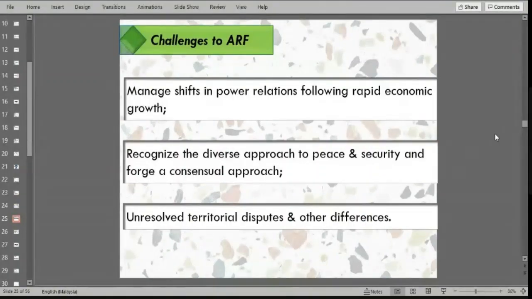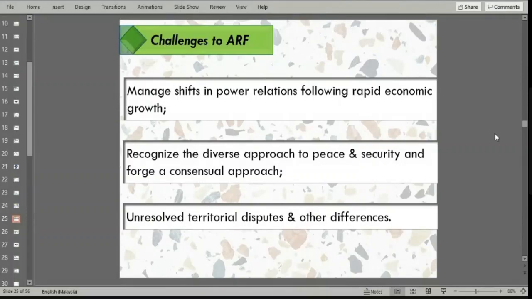Recognize the diverse approach to peace and security and forge a consensual approach. So diverse membership, and each country will have a different approach in terms of how to ensure peace and security. Like we all know, the US, they are more prone to using force, okay? More prone to using aggression to establish peace and security, like they have done in the Middle East, right? But for us, for ASEAN, we prefer to use a diplomatic approach to ensure peace and security. So there is a clash of approach, and that's the challenge of ARF, how to manage these diverse approaches to establish peace and security. And finally, to settle unresolved disputes and other differences.